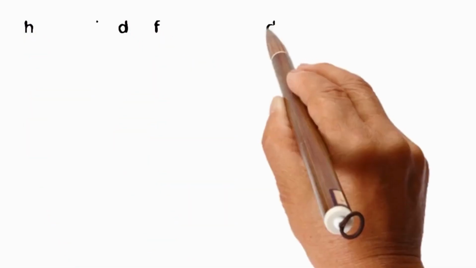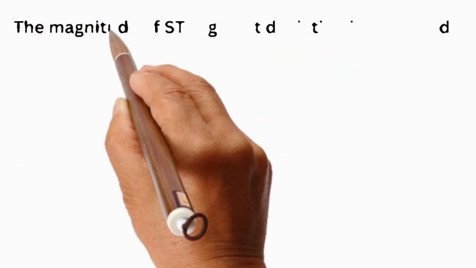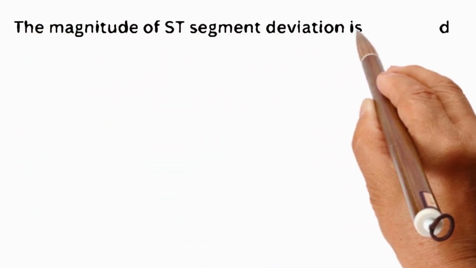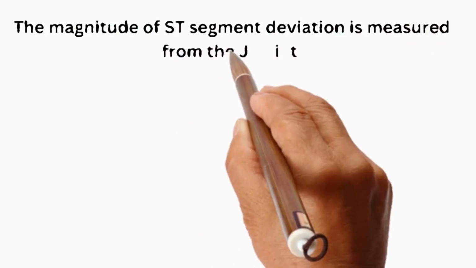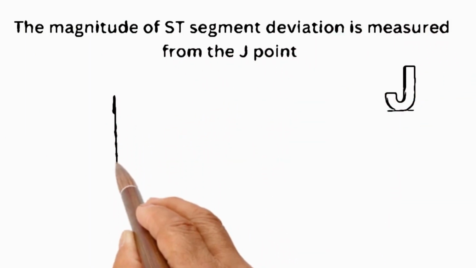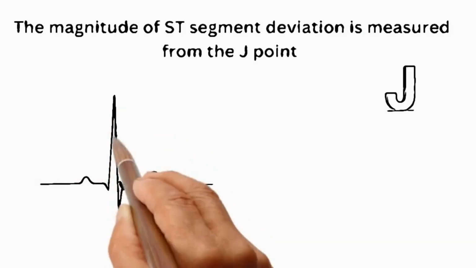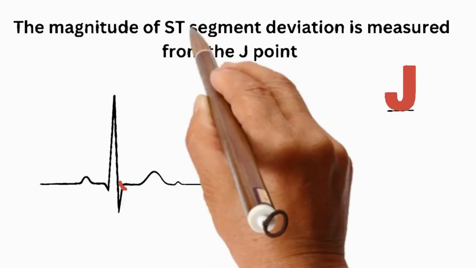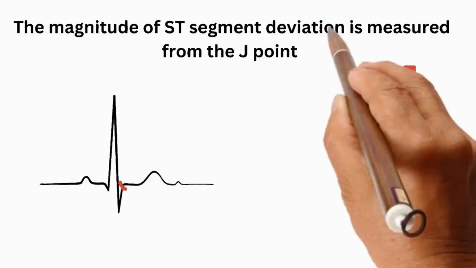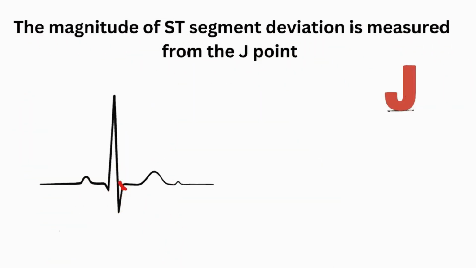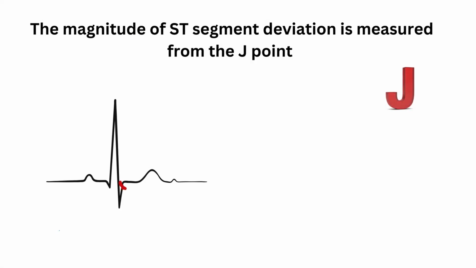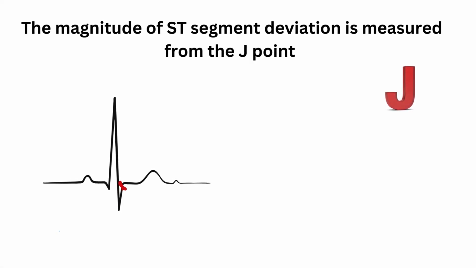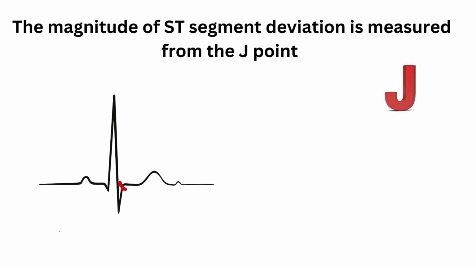The magnitude of ST segment deviation is measured from the J point, or junction point. That is the point on the baseline of the ECG trace at the end of the S wave. So we can measure the elevation in millimeters, and 1 millimeter refers to a small square in the ECG. So we can say, okay, ST is elevated by 2 millimeters or 3 millimeters, or depressed by 2 or 3 millimeters.